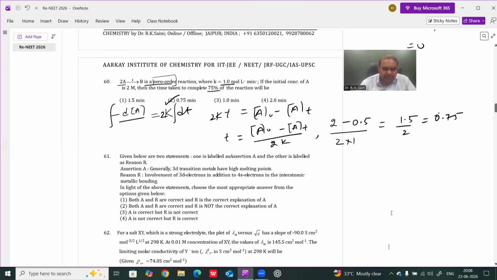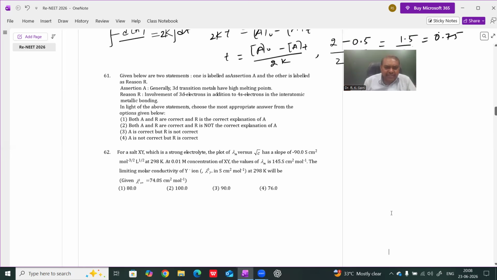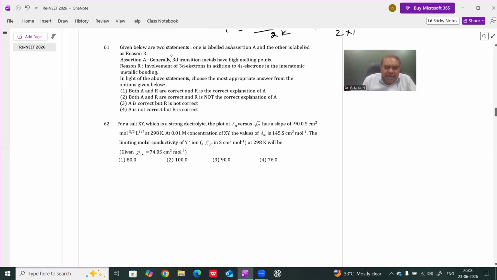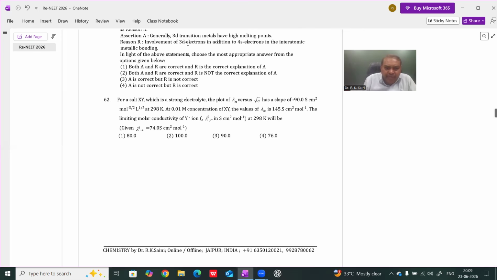Question 61 taken from D and F block. Very easy statement first. Assertion is given: generally, 3D transition elements have high melting point. Correct, right?